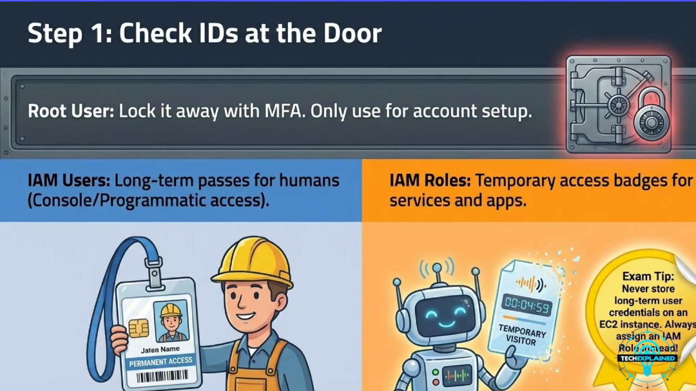Now let's build our security architecture, step by step. Step 1 is all about identity verification. Who are you and should you have access? AWS Identity and Access Management, or IAM, is your front door. Here's a golden rule. Protect your root user account like it's the master key to your entire infrastructure, because it is. Use it only for initial setup, then lock it away with multi-factor authentication.